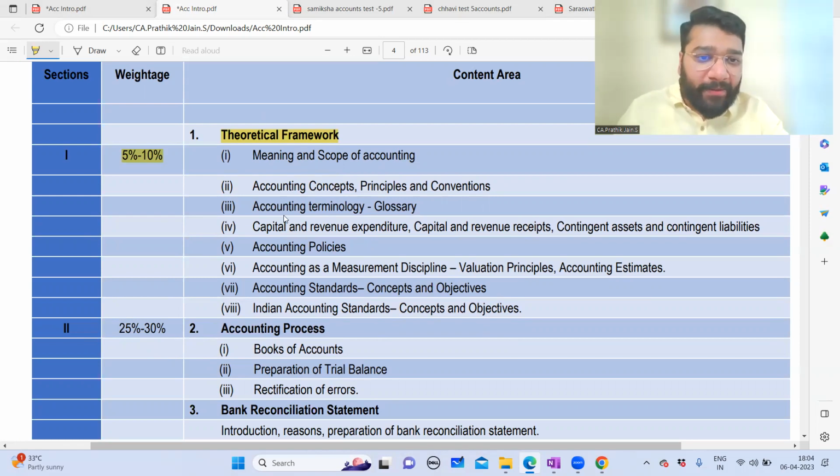Accounting terminology: what is capital and revenue expenditure? What is capital and revenue receipt? Contingent assets, contingent liabilities, accounting policies. What are the valuation principles, accounting estimates, accounting standards, Indian accounting standards? It will all sound big as of now, but everything is easy. Nothing is there in that, trust me, I'm telling you. So, a solid 5 to 10 marks.